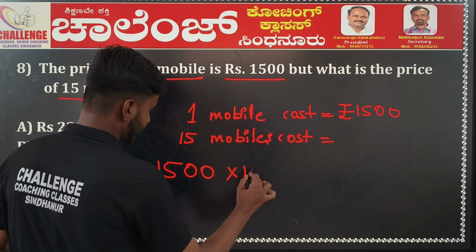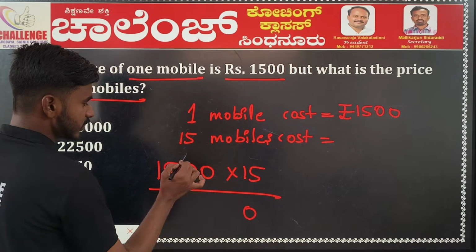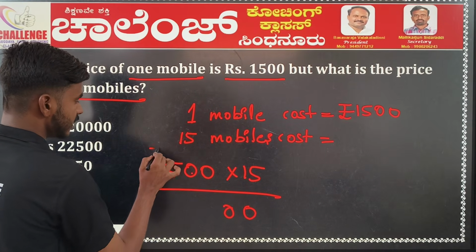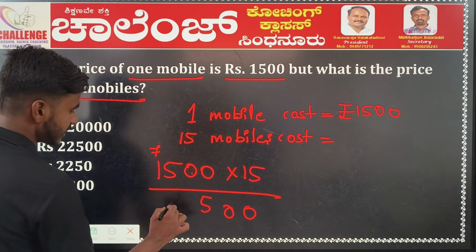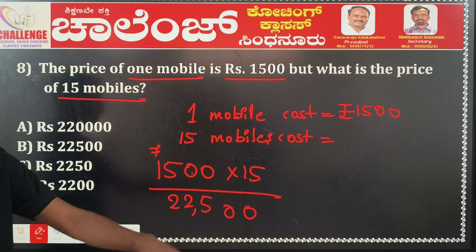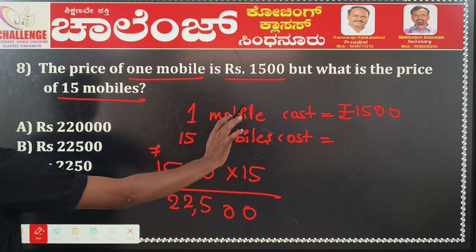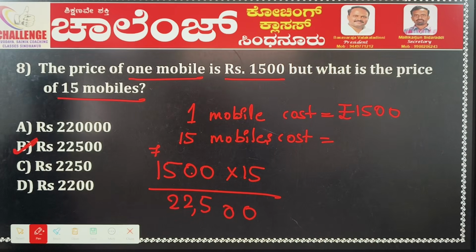1500 into 15. 15 zeros are 0, 15 zeros are 0, 15 fives are 75, 7 carry, write the 5 below, 15 ones are 15, plus 7, 22. The answer is 22,500 rupees. Then the cost of 15 mobiles is equal to 22,500 rupees. Fine.